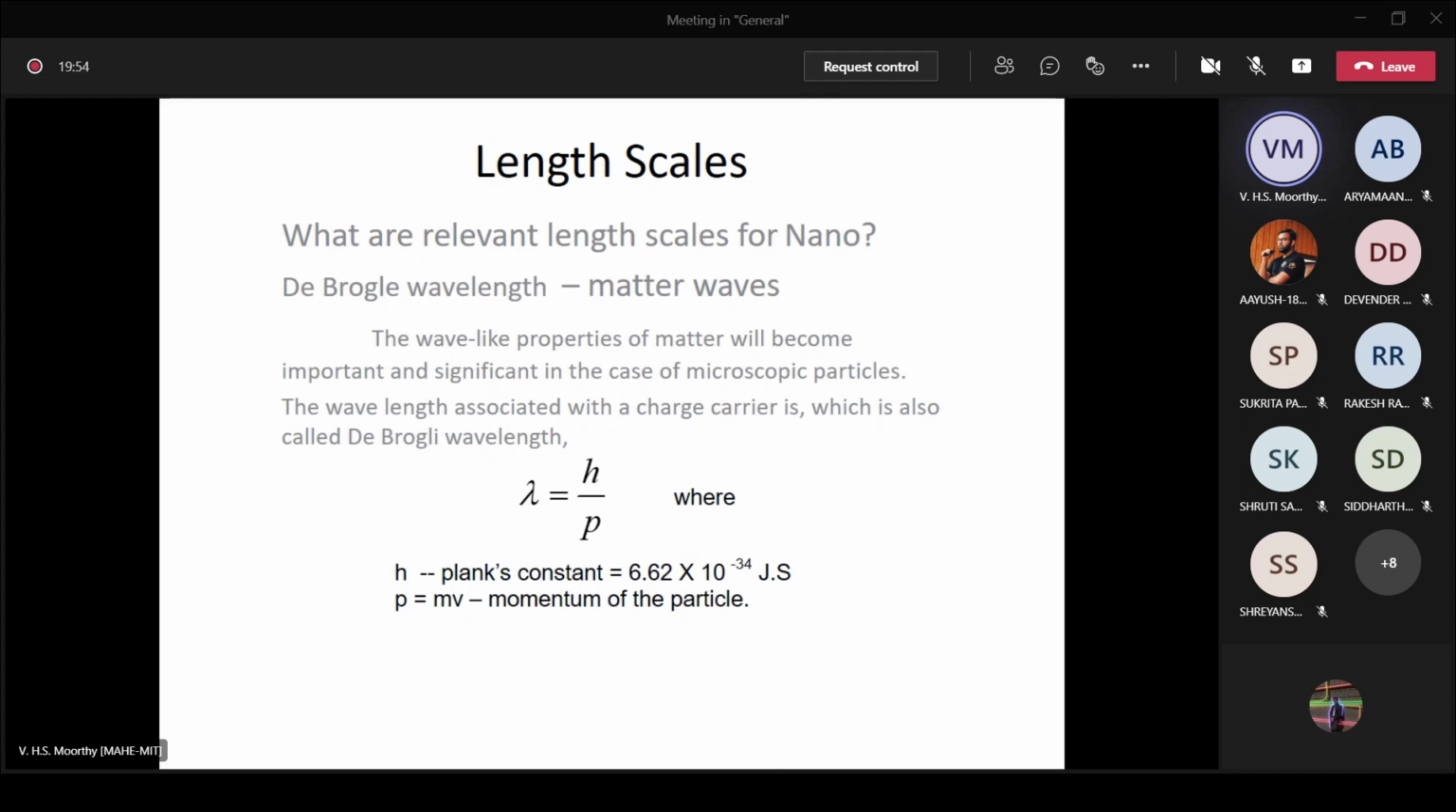So what is important for us is at what length scale, at what nanomaterial size, quantum mechanical properties set in. Are you getting my point? Quantum mechanical properties set in for a particular property of the material. That dimension is called the length scale of that material for that particular property. Once more I will talk.